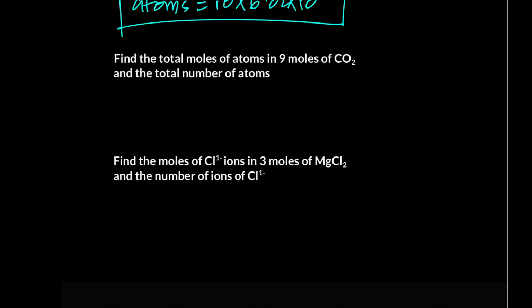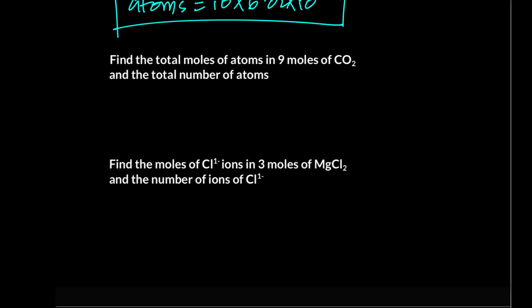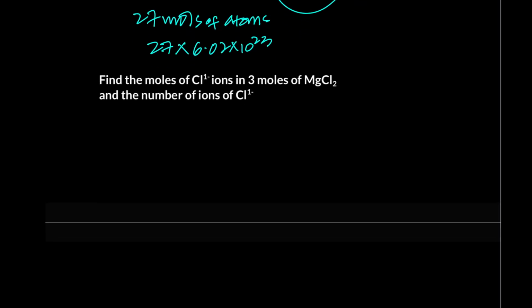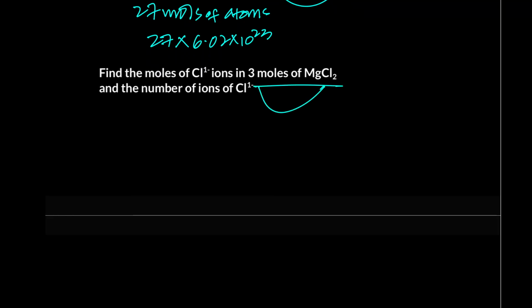Okay, find the total moles of atoms in 9 moles of carbon dioxide. Total moles of atoms. Total moles कितने? 9 times 1 is 9 plus 18, that's 27 moles. अब मैं डायरेक्ट कर सकता हूँ. 27 moles of atoms. What is the number? 27 times this pathetic number. Find the moles of chloride ions in 3 moles of MgCl2. 3 times 2 is 6 and then ions. So 6 multiplied by 6.02 into 10 is power 23. Done?